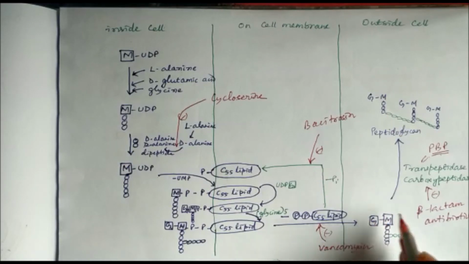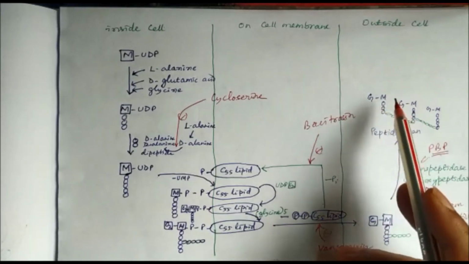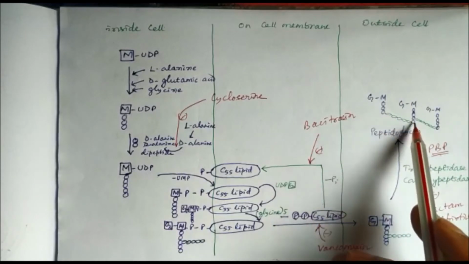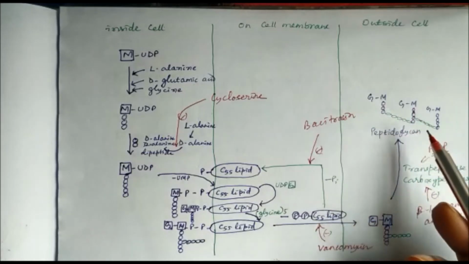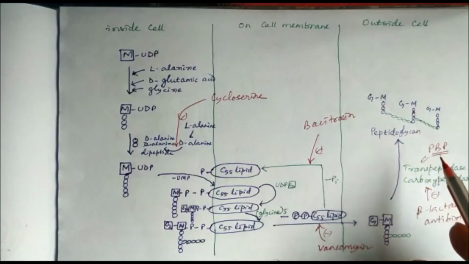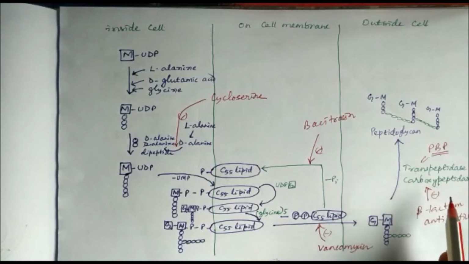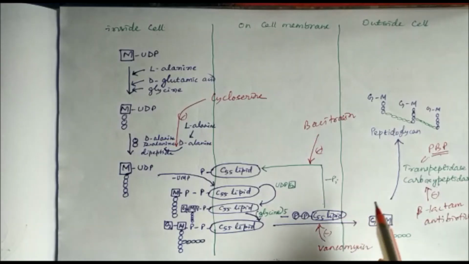Then this third glycine amino acid is connected to 5 more glycine molecules. So this is the complex known as the building block unit of peptidoglycan. These building block units are joined in this fashion, the third amino acid of one unit to the fourth amino acid of another building block unit, and this cross linking is done by the enzymes transpeptidase and carboxypeptidase. These enzymes are inhibited by all the beta-lactam antibiotics, including your cephalosporins.